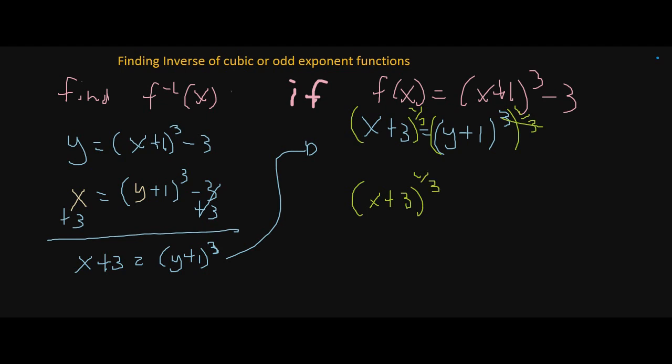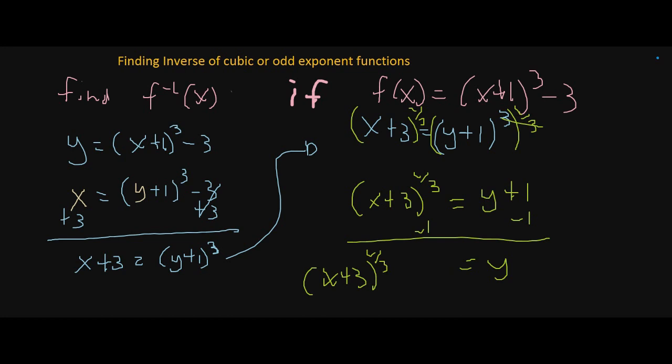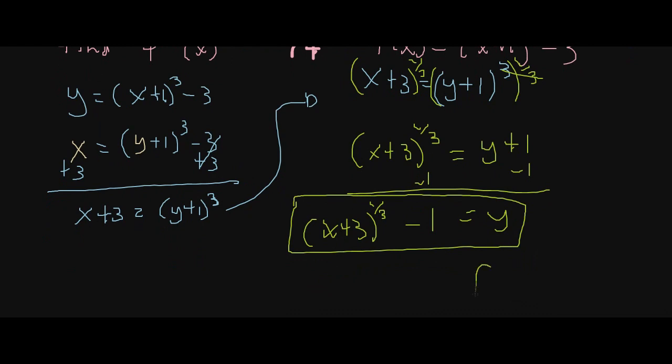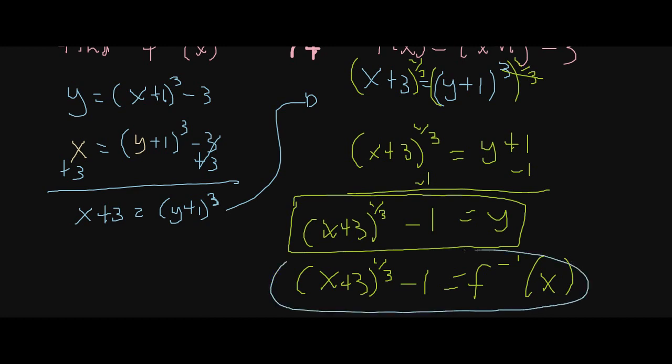(x plus 3) raised to the 1/3 is equal to y plus 1. Now we just subtract 1 from both sides, and we get y is equal to (x plus 3) raised to the 1/3 minus 1. And that's it. We are done. Like before, it may be good to rewrite this problem using inverse notation, f inverse of x. Now our problem is complete.